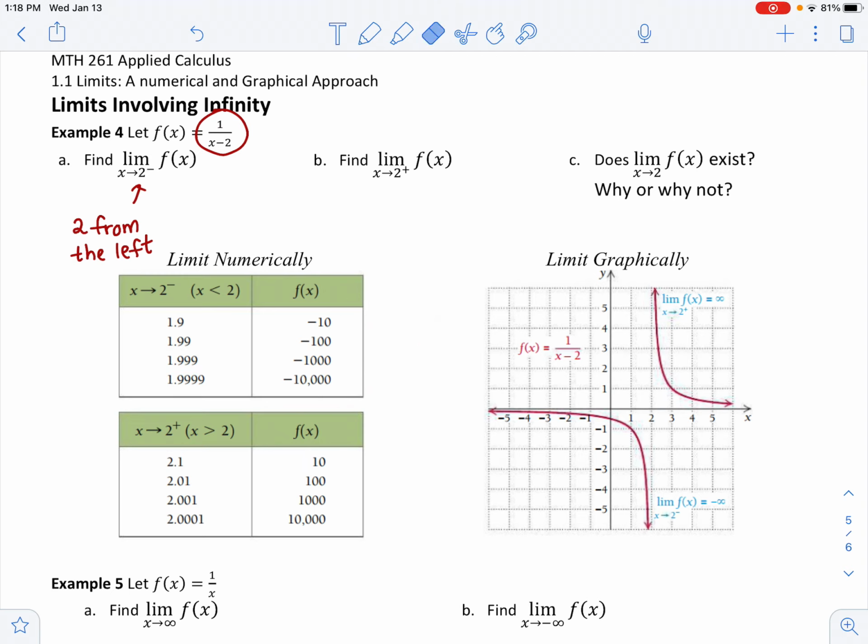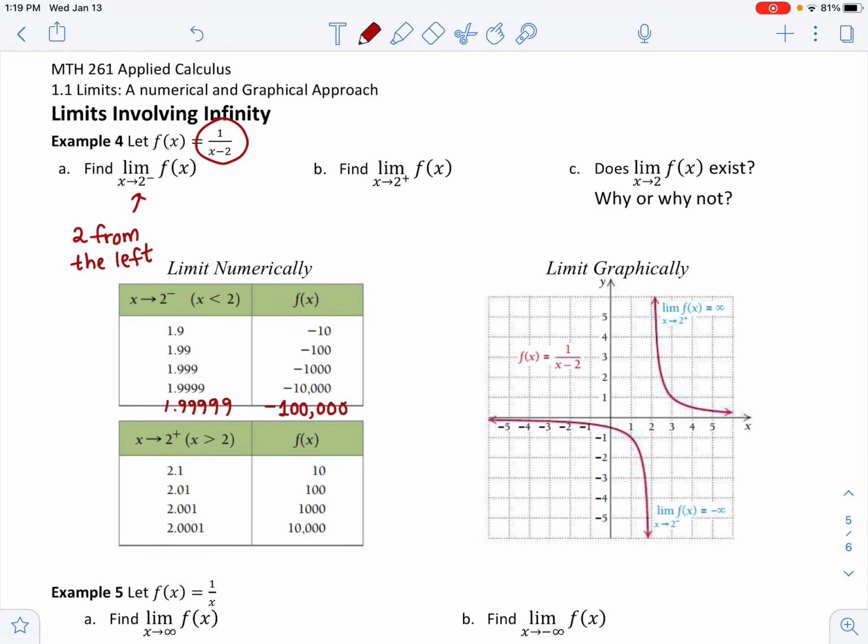Let me erase some random stuff here. Okay, if you are guessing, with 1.9999 and so on, more nines after it, I am thinking the next number will be negative 100,000. Imagine we keep on going this way. If you keep on getting really close to 2, what are these y values doing? They're getting smaller like crazy, right? If you keep on going down, can you see that f of x is approaching negative infinity? So that's what we're going to tell them.